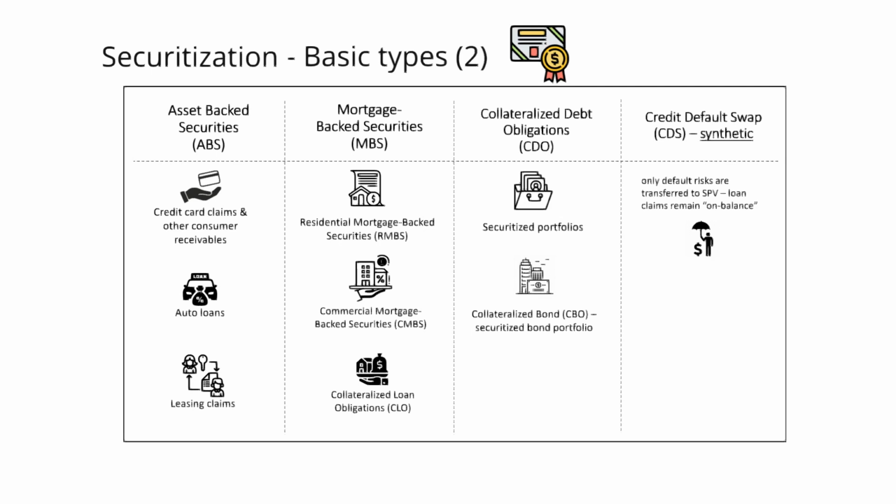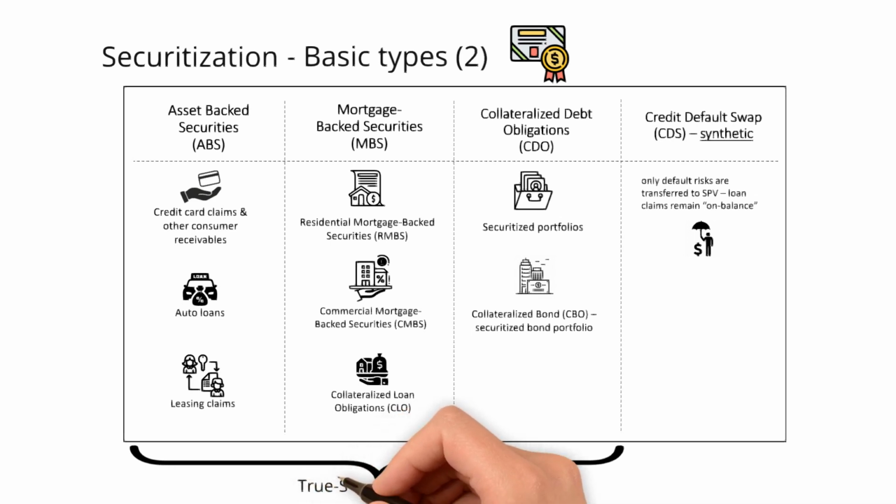The actual loan, subject to default risk, remains on the balance sheet of the bank or originator. Accordingly, the assets are not transferred. This is a so-called synthetic securitization. Any other type that had been discussed beforehand is labeled as real or true sale securitization. These are the main basic types of securitizations. However, there are many others, and you may have noticed that some of them overlap in terms of their categorization.